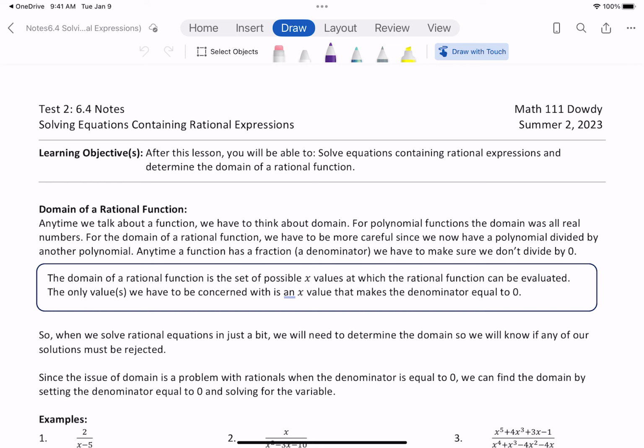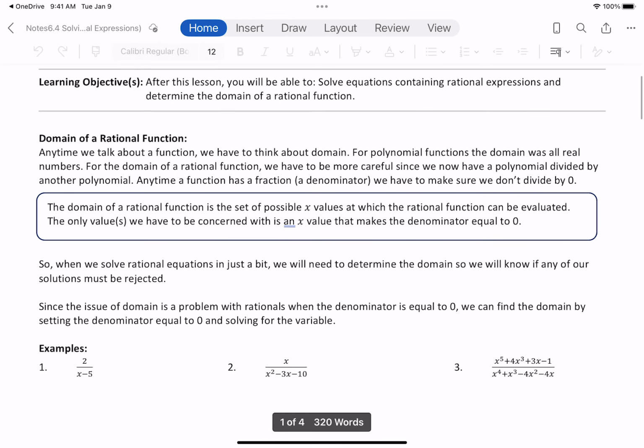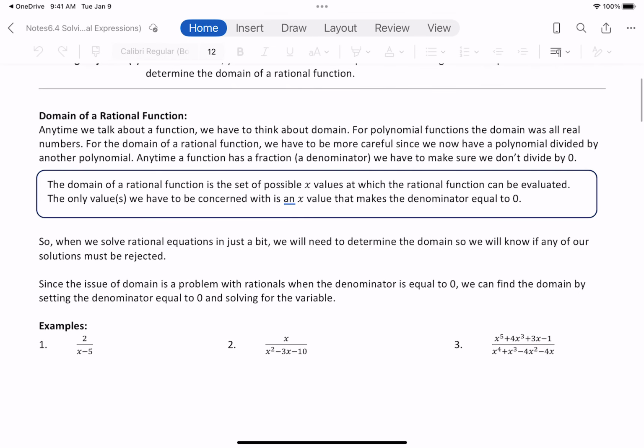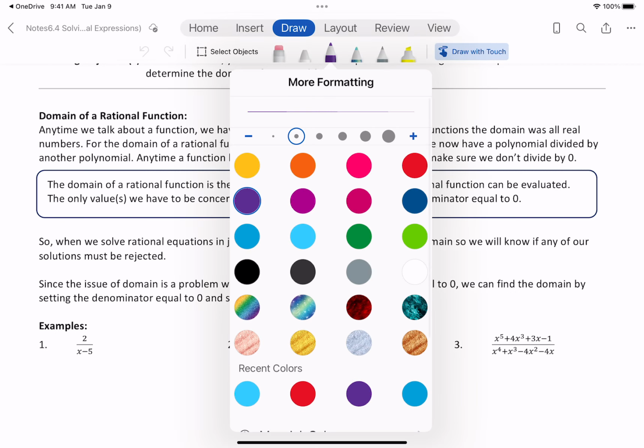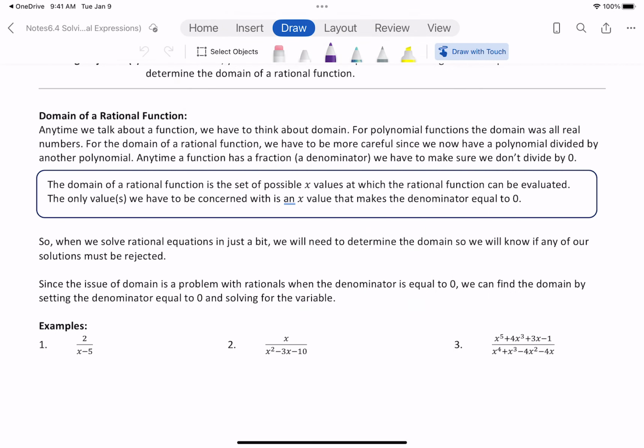Alright, for section 6.4, we're going to look at solving equations containing rational expressions. So if you remember, the last thing that we looked at in the last lesson was looking at a rational function. And anytime we talk about a function, we have to think about domain.